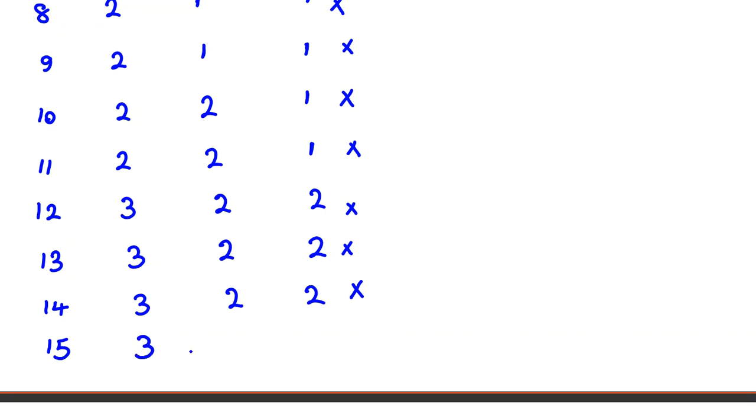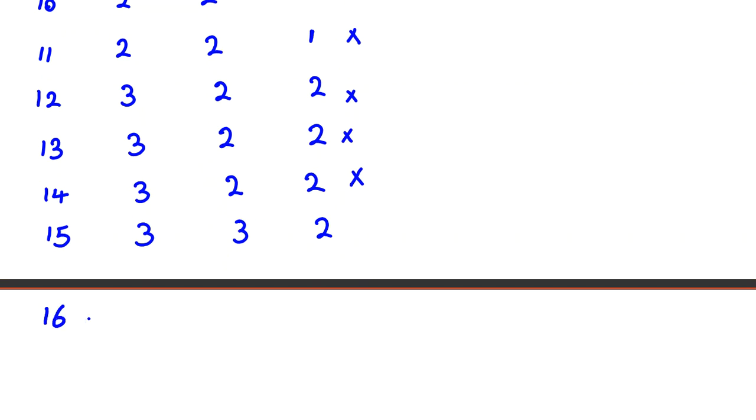15. 15 over 4 is 3, 15 over 5 is 3, 15 over 6 is 2. Next one, 16. 16 over 4 is 4, 16 over 5 is 3, 16 over 6 is 2. So this one is good because it is not equal to the previous one, 2, 3. We have one increment here, plus 1, and we have plus 1 here. Because of this, we can say this number is good, okay?